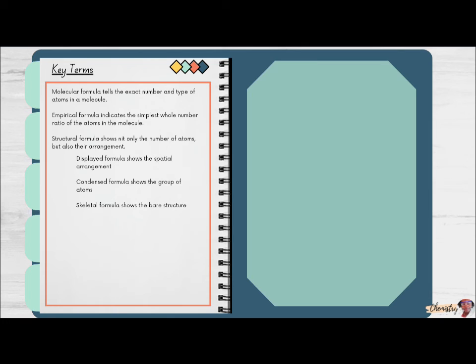A reminder, we have molecular formula, and this shows the exact number of atoms of each element present in the compound. The empirical formula, which gives us the smallest whole number ratio. We have different types of structural formula. Displayed formula, which shows how all the atoms are arranged. The condensed formula, which doesn't have any lines, it just shows how groups are attached around each carbon. And finally, the skeletal formula, which is just the backbone of the structure. Carbon and hydrogen atoms are not drawn in.